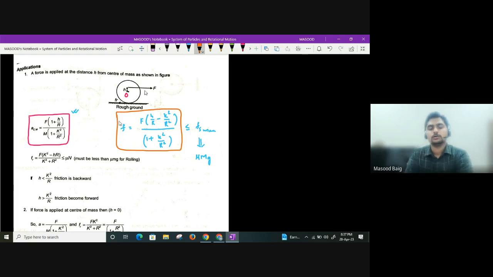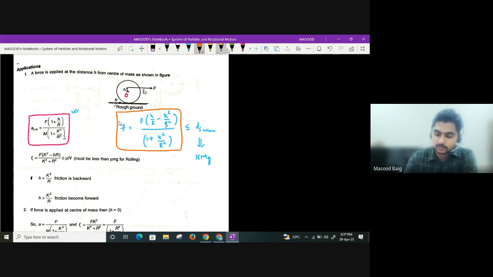Now, it is not necessary that only if an applied force is there, the object will perform pure rolling. If applied force is not there also, then the object can perform pure rolling, and friction will be helping in that case, guys. So if I say force is applied, then what will be the acceleration of the object? F by m into 1 plus h by r divided by 1 plus k square by r square. Friction acting will be f into h by r minus k square by r square divided by 1 plus k square by r square.